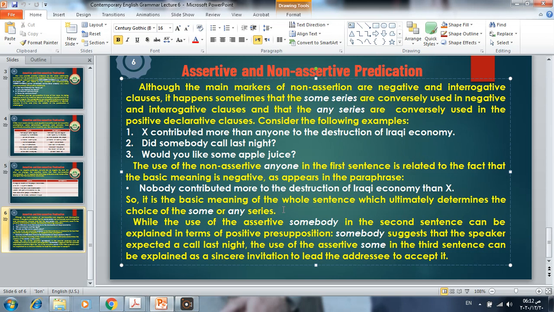The use of the assertive some in the third sentence can be explained as a sincere invitation to lead the addressee to accept it. So in the third one, would you like some apple juice? The speaker is being nice, the speaker is being polite. To be polite here and to offer to invite somebody to drink or eat something, he needs to use an assertive item in the question. Would you like some apple juice? He is being nice and he is inviting the addressee sincerely to accept drinking apple juice.